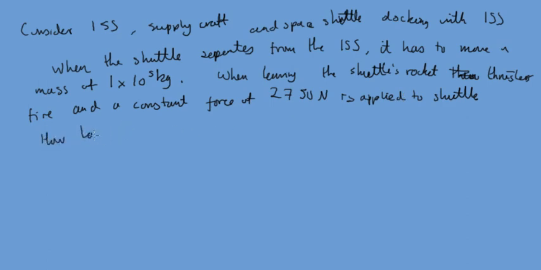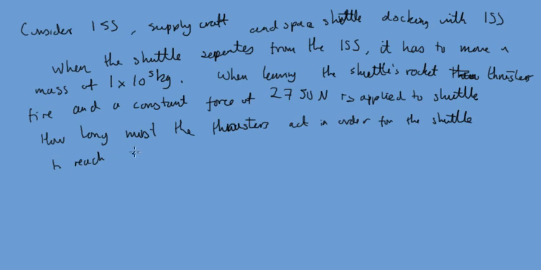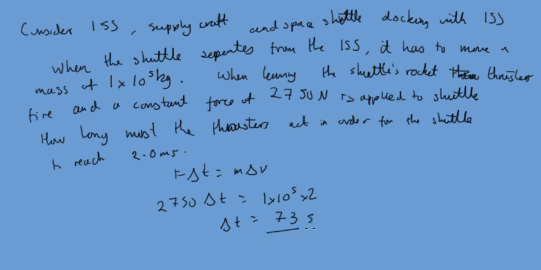How long must the thrusters act in order for the shuttle to reach a velocity of 2 meters per second? So we've got our impulse. So the force from the thrusters is 2,750, and we want to find the time. The mass of the shuttle is 1 times 10 to the power 5, and we want it to reach 2 meters per second. So rearranging, we'll get a time of 73 seconds. So hope that helps.